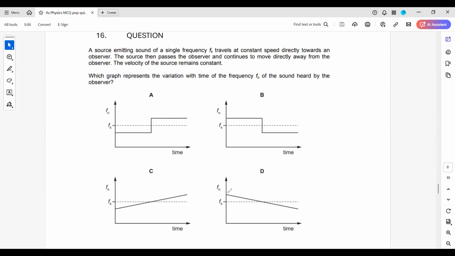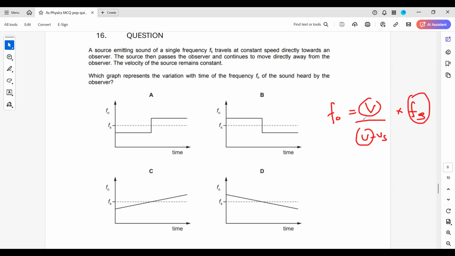What about this scenario? F naught is equal to Fs times V, the speed of the wave, divided by V minus Vs. But what will happen if the object were accelerating? If the speed of the source was increasing, the difference here will get smaller. The observed frequency is equal to V divided by V minus Vs, times Fs. Fs is a constant.